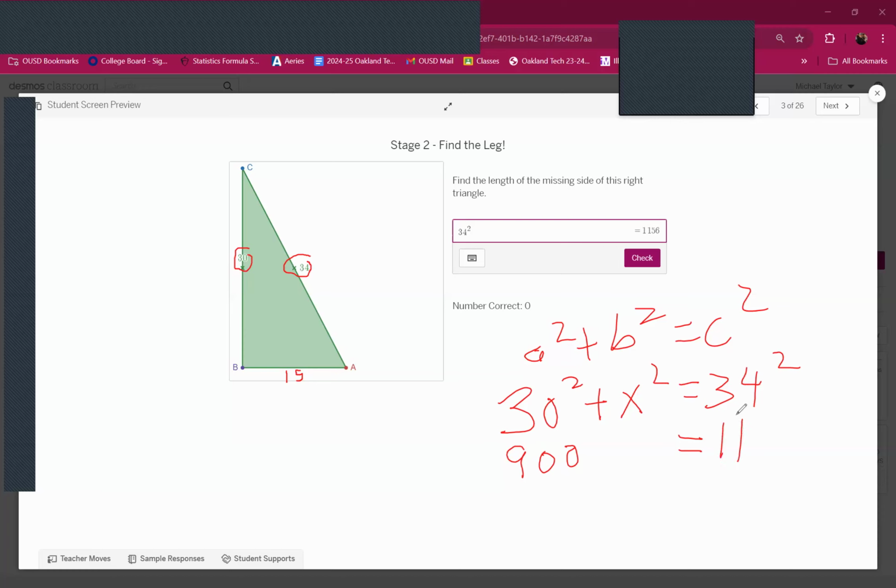So that's 1156 plus x squared. And then the last step is I'm going to minus 900. Well, not the last step. There's an extra step here because I've got to get x squared alone. So I can almost do that in my head, but just to double check, I'm going to cheat again.